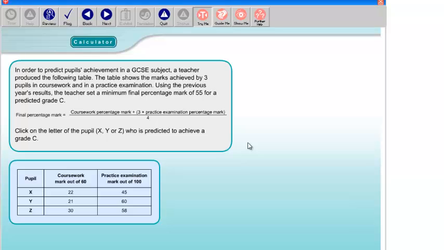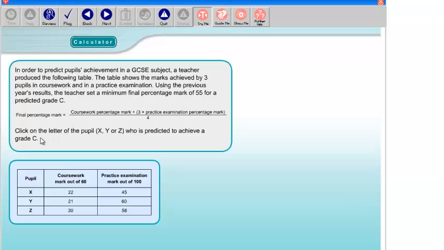Question 15. This one looks really bad. It's a lot of words and there's even a nasty equation in here. In order to predict pupil performance in a GCSE subject, the teacher produced the following table. The table shows marks achieved by 3 pupils in coursework and an exam. Using the previous year's results, the teacher set a minimum final percentage mark of 55 for a C grade. Then we see some formula here.